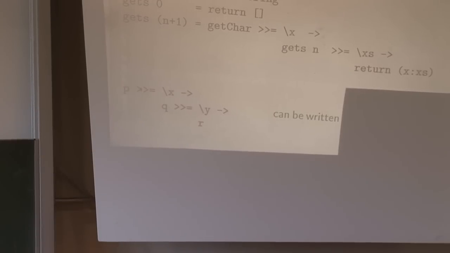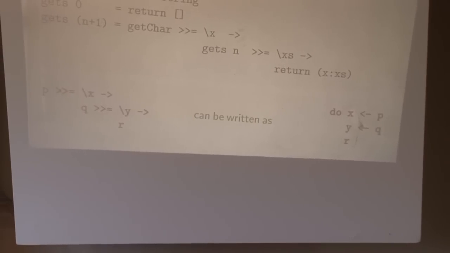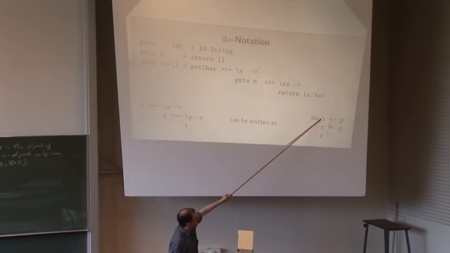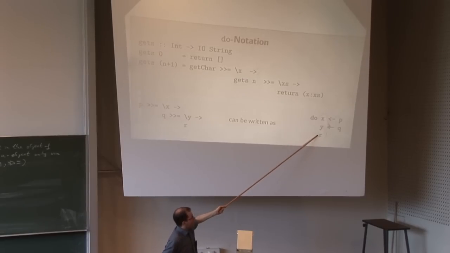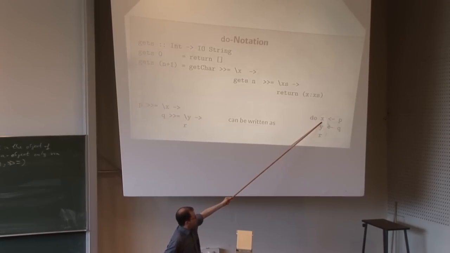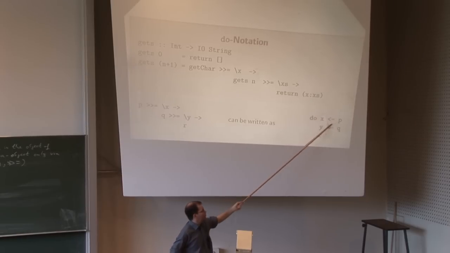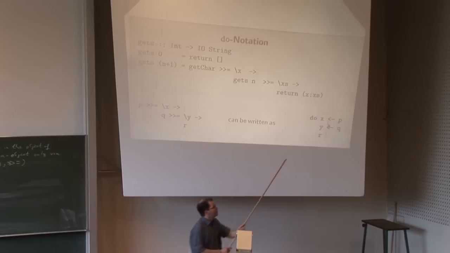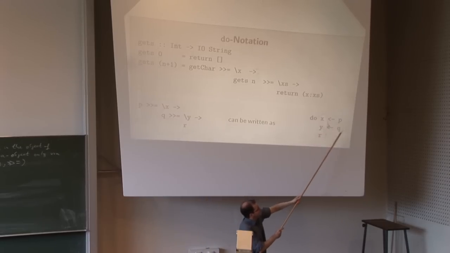Now instead of this, you can also write that. Do the following thing. So do opens up this special form of declarations. First let X be the value of P, then let Y be the value of Q, and then do R. So this reads like an imperative program. You perform several statements after each other from the top to the bottom, and here we have a variable. The variable X should get the value of P, and so on. If you think of Java, you would write X equals P, semicolon, Y equals Q, semicolon, R.